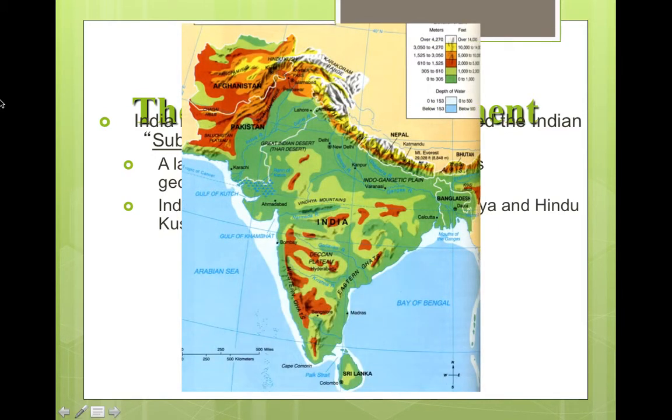And here we are. So we can think of this as being the subcontinent. You see here the mountain ranges that are separating it from the rest of Asia.